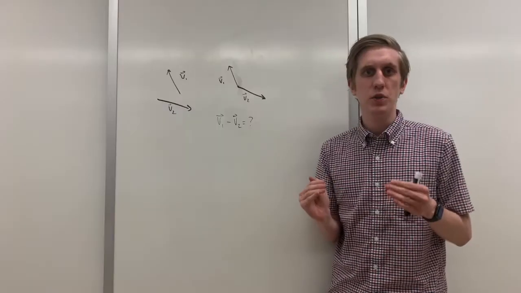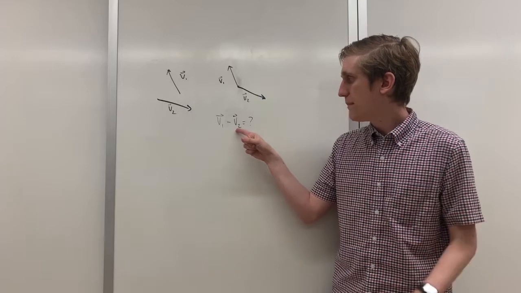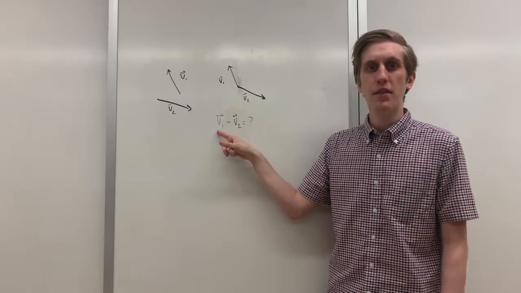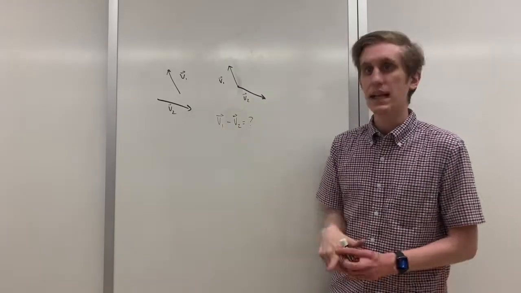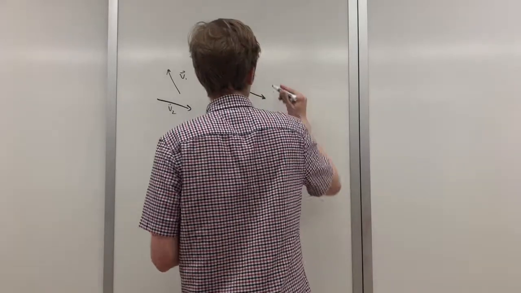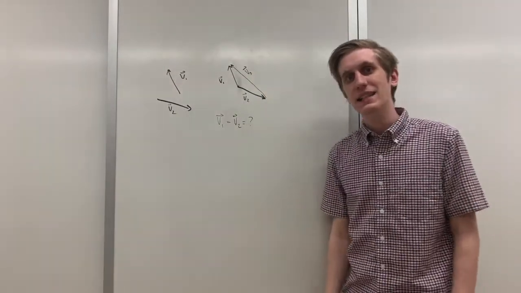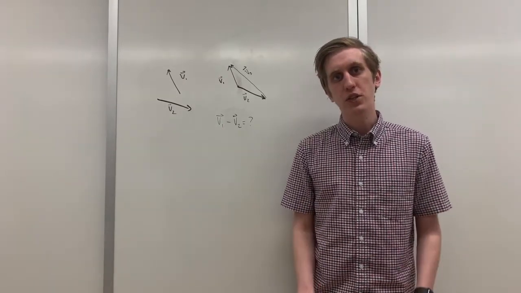To find the resultant vector, we now just draw a vector from the tip of the vector we're subtracting to the tip of the vector we're subtracting from. In this case, that looks like this. So this long vector here is equal to v1 minus v2. There's another way we could do this.